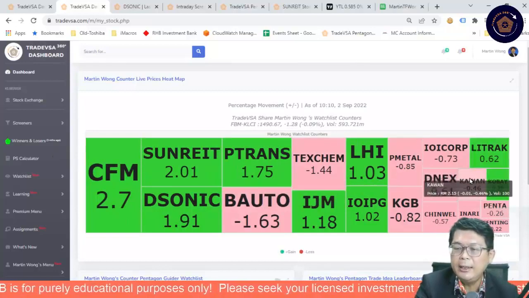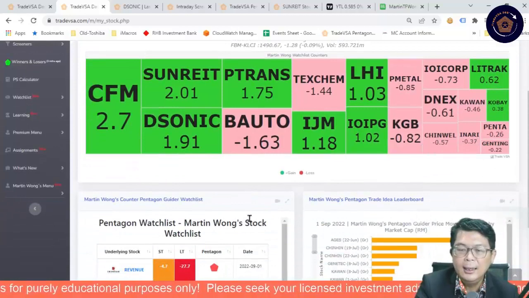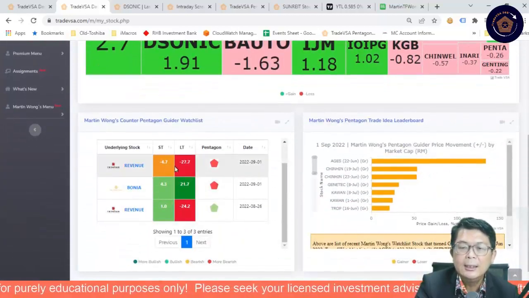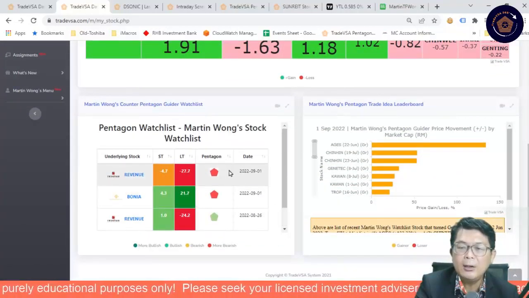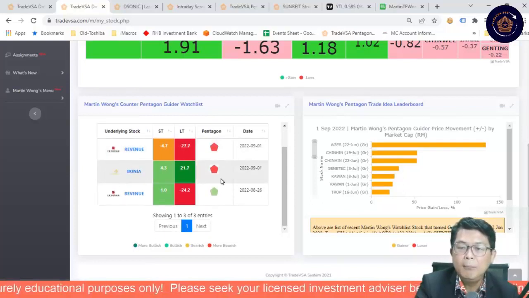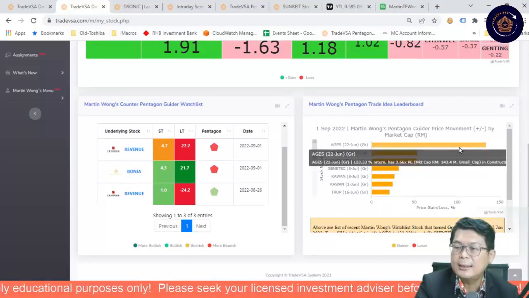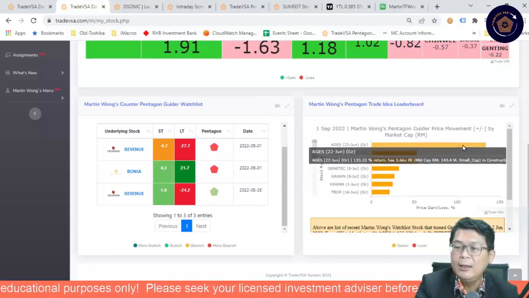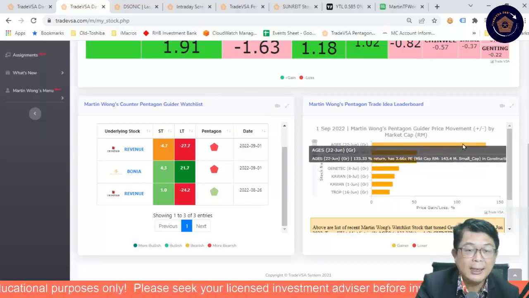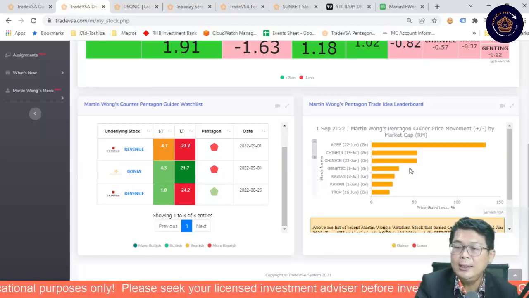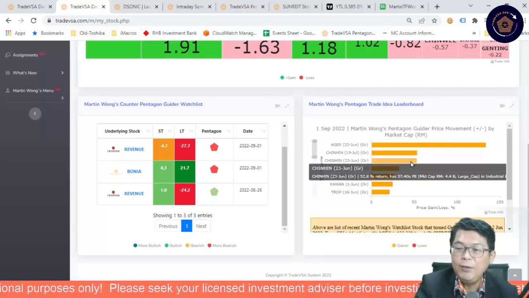So everything looks pretty good. Everything is green this morning in here, and you can see some of the stocks that I have here turned green Pentagon over the last 2 weeks. Bonia turned red, so you can watch it, and some of the ones previously that I have has gone up, meaning I've selected and put in my stock list. So how well they've done, Chin Hin and Chini with a mid 50%.